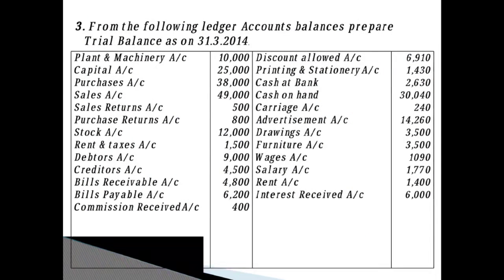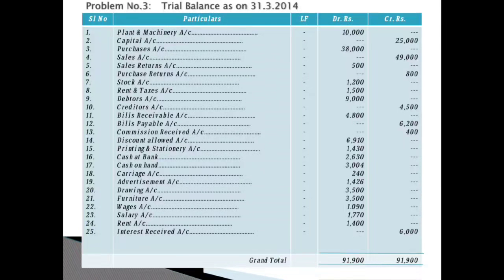Okay. The next you have salary account 1,770. So salary account means again it is an expense which shows debit balance. Okay, so we are going to record it in a debit column. See salary account, 23rd we have recorded salary account rupees 1,770 in a debit column.